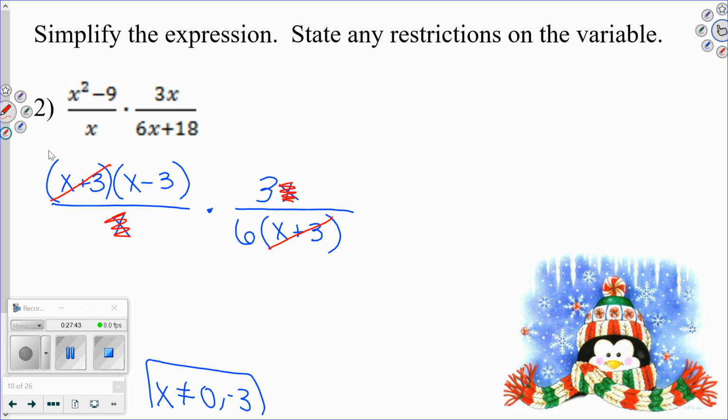Good. 3 and 6 can both be divided by 3. 3 divided by 3 is 1. 6 divided by 3 is 2. 1/2. Yeah, 3 over 6 is 1/2. All right, on the top, what do we got left? I have x minus 3. Do I need this 1? No. And on the bottom? Just 2. Yay.